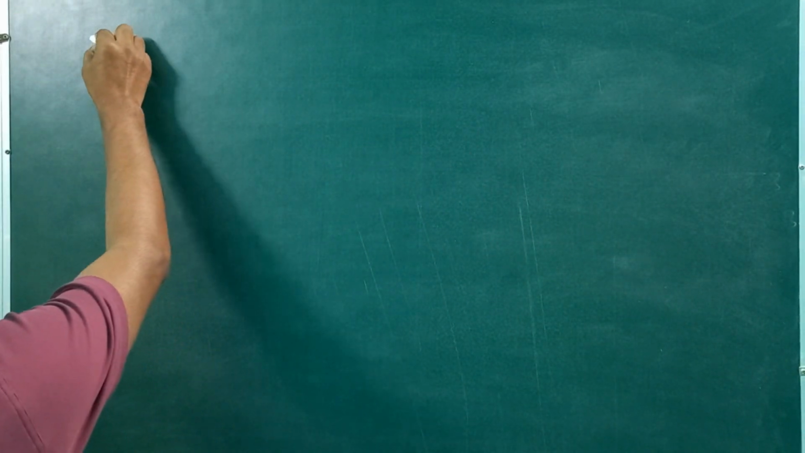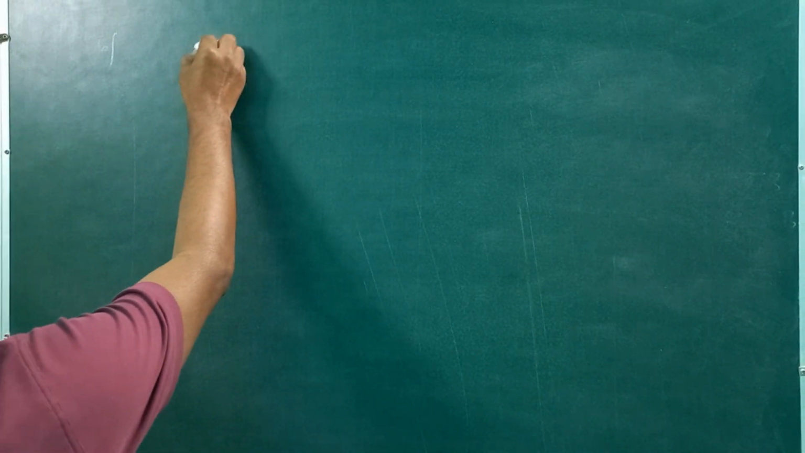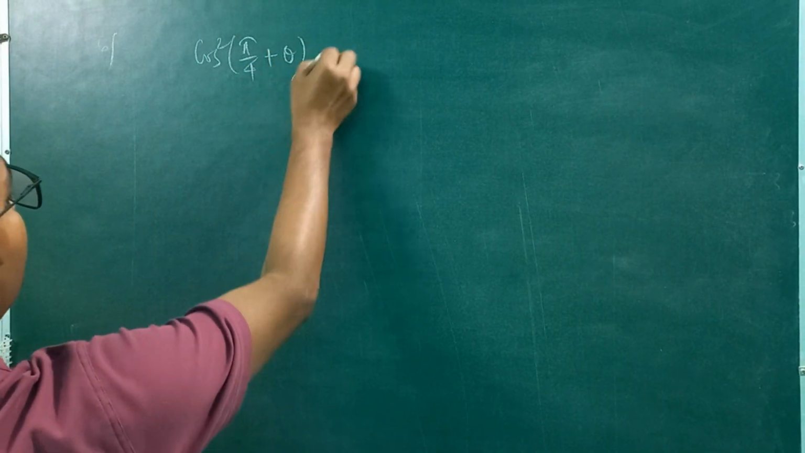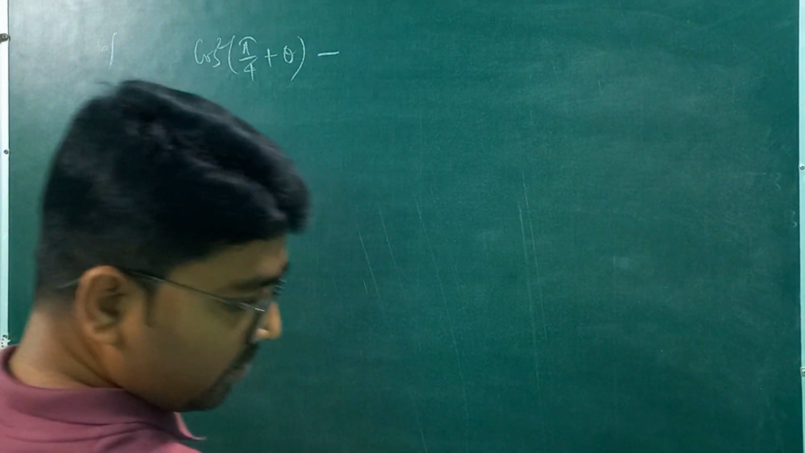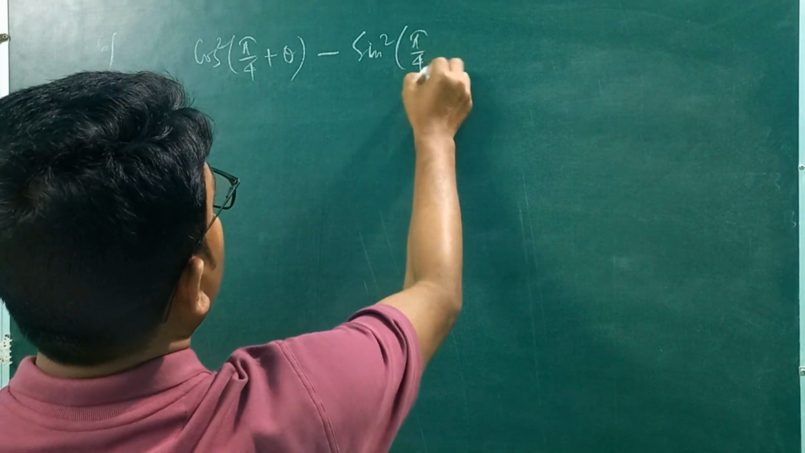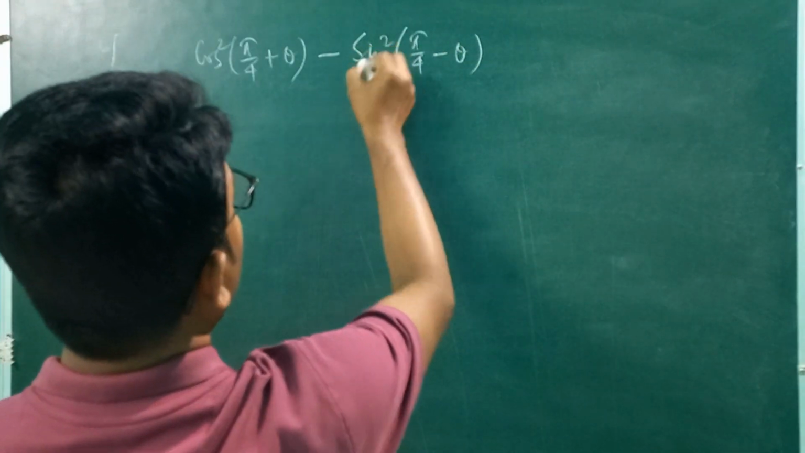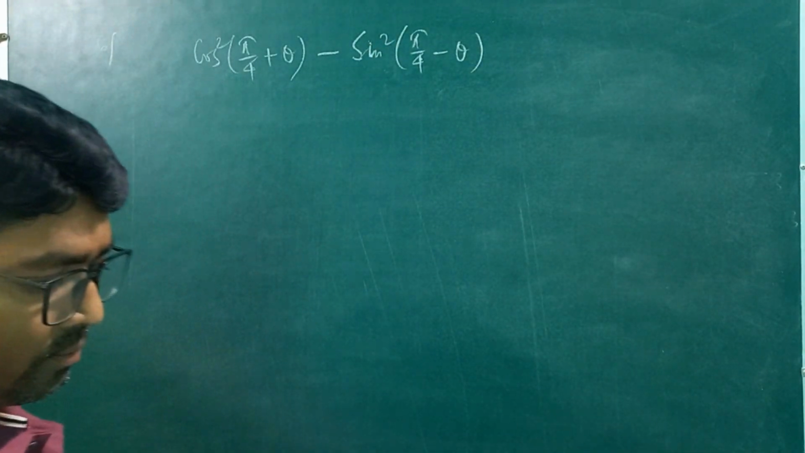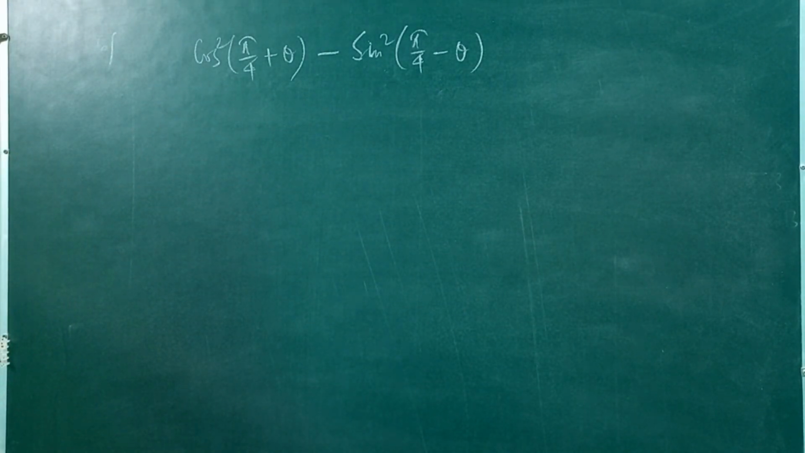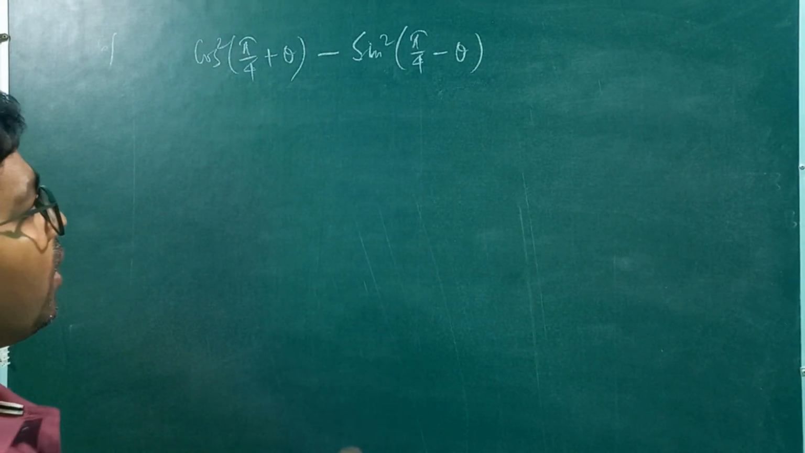What is the problem? Number 6, another type of problem. Cos square pi by 4 plus theta minus sin square pi by 4 minus theta. We have to find the value of this expression. Now this one is a formula.